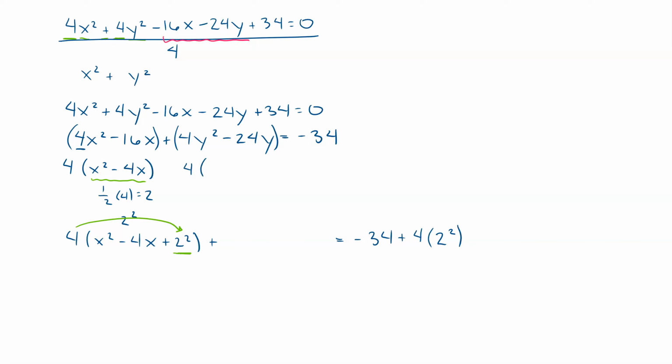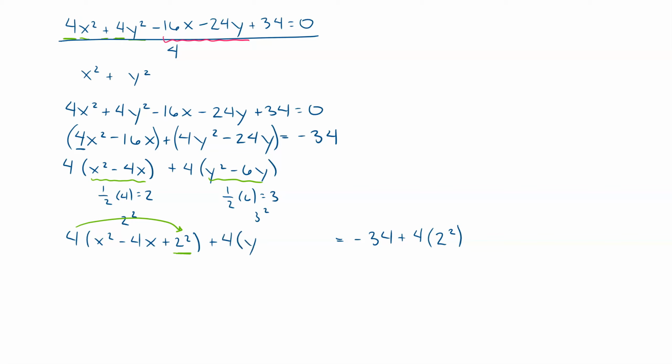It's going to play out pretty much the same. Let's factor out the 4. We get y squared minus 6y. Now we're going to complete the square on the y's inside parentheses. So I'm going to say 1/2 of 6 is 3. I'm going to square it, and now I'm going to add that to both sides.